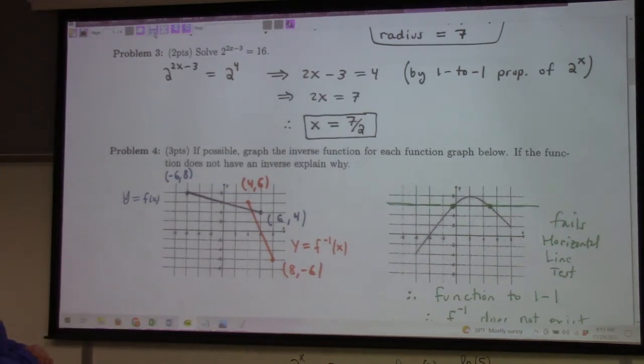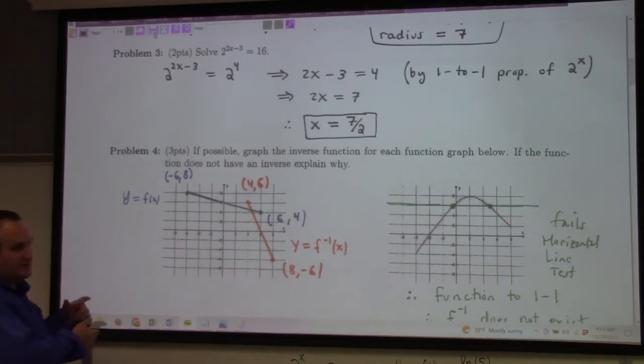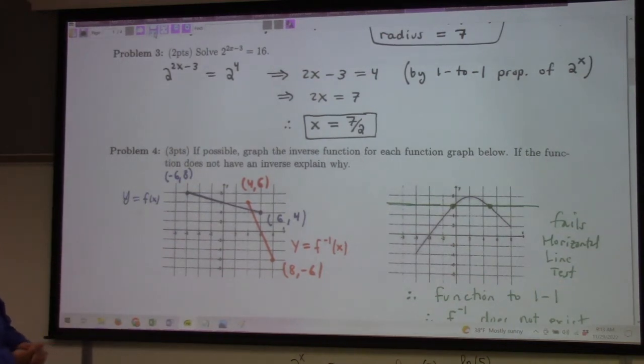So like this one, 16 is 2 to the 4th, so we can use the 1-to-1 property. Now, of course, there's any number of other ways you could have worked this, right? You could take the natural log of both sides, you could solve it. So many different ways you could have done this one, but the answer is 7/2.